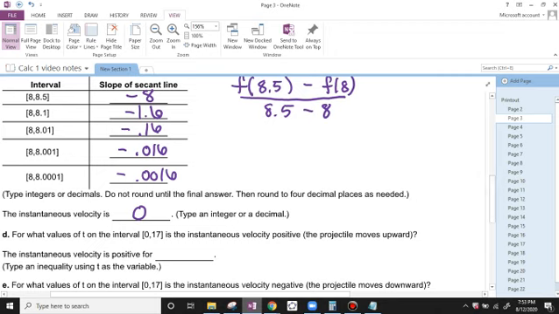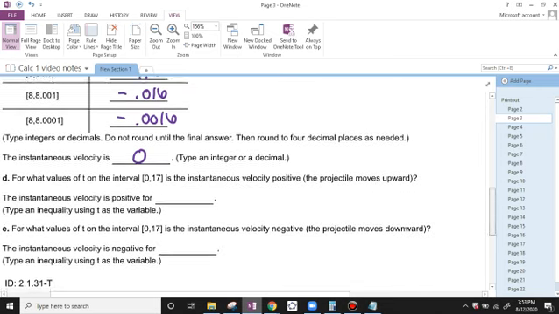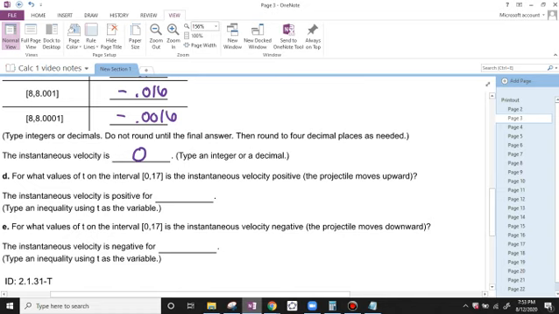And so this lends us to believe that the closer we take this value to 8, the closer the actual slope of the secant line is to 0. This makes us think that the tangent line and the slope of that is 0. In other words, the instantaneous velocity is 0. At what value does that occur? That occurs at the value 8.